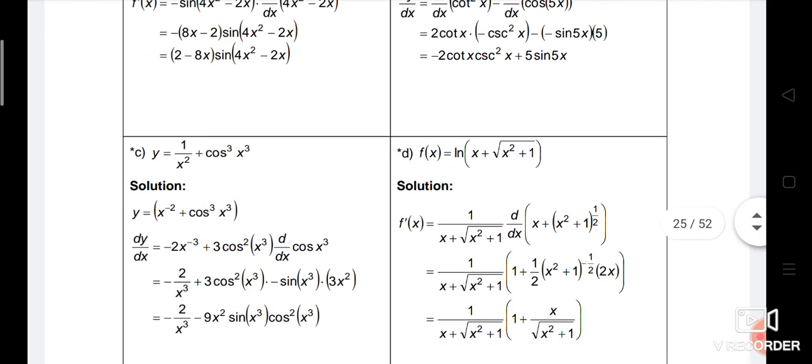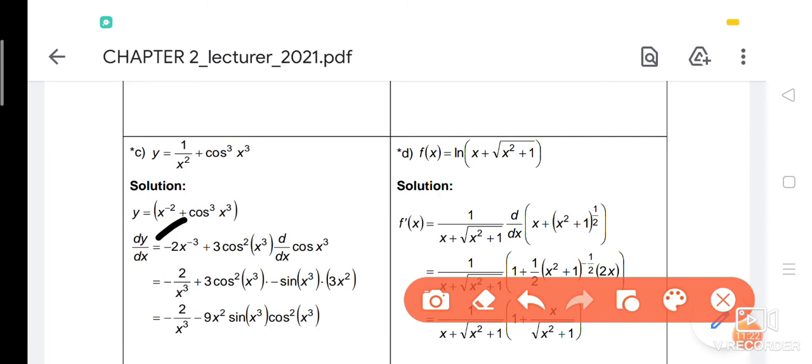Okay, number C, given y equal to 1 over x square plus cos x to the power 3, to the power 3. Okay, so macam mana ni? We need to differentiate each term lah, sama dengan previous example. So differentiate 1 over x square and also differentiate cos cube x cube kan. Sebelum boleh differentiate, bawa naik dulu, x to the power 2 akan jadi x to the power minus 2 kan. Jadi differentiate dia, kuasa turun bawah, kuasa tolak 1, dapatlah minus 2 x to the power minus 3.